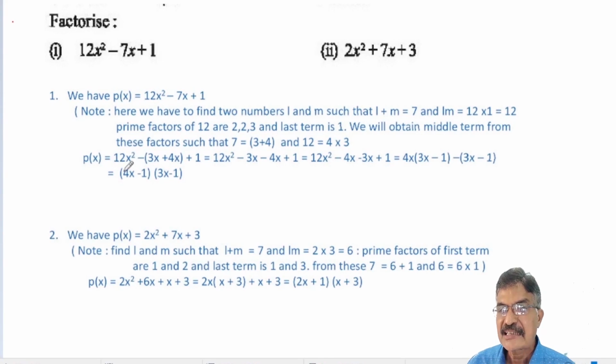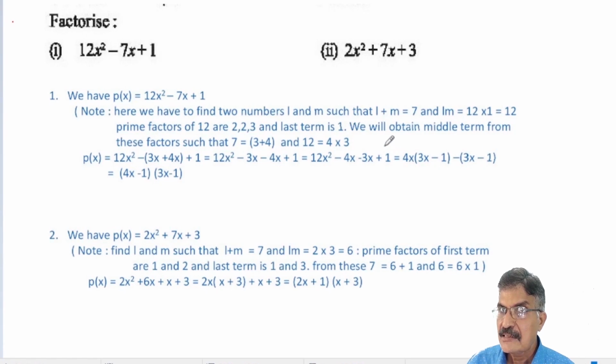Now we can write it as 12x square minus, we have to split this middle term, (3x plus 4x) plus 1. We just concentrate on the middle term. Then we remove this bracket, and we will get 12x square minus 3x minus 4x plus 1. Rearrange these terms, and from these two terms we take 4x as common. While we take 4x as common, 12x square becomes 3x minus 1, minus this one. We put a bracket here, 3x minus 1.